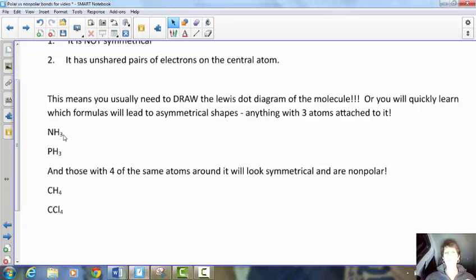to look at the number of atoms. So when you look at the number of atoms, nitrogen with 3 hydrogens, it's an odd number. You know right away that's going to look asymmetrical. So anything that has 3 atoms attached to it is going to give you an asymmetrical shape, and it's going to be polar. Here's another thing that's a nice hint for you. If there is an atom and it has 4 of the same atoms around it, that tells you right away it's going to look symmetrical and it's going to be nonpolar. So sometimes you don't have to draw it out if you can visualize it in your head.